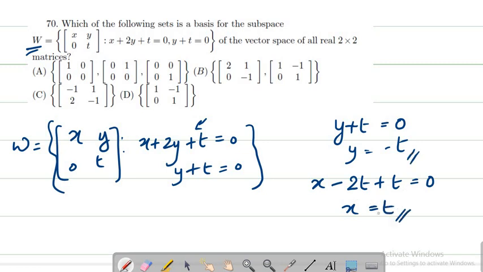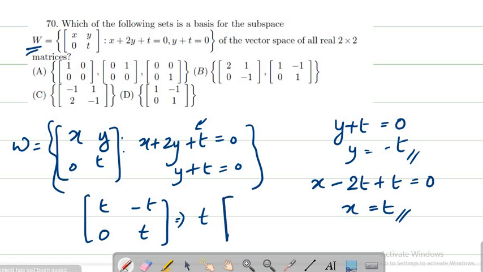That means if you know t, you can tell the complete matrix. Any vector in W is of the form x is t, y is again minus t, 0, and t is again t itself. So any vector is of this form, or we can write it as t times (1, -1, 0, 1), where t is in R. That means any vector in this subspace W is of this particular form.